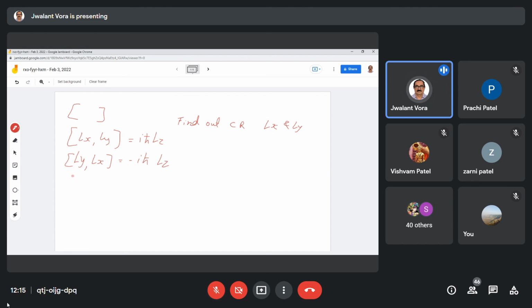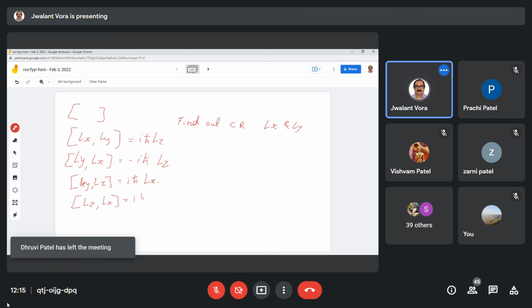Then similarly, the second one: Ly Lz is equal to iħ Lx. And the third one: Lz Lx is equal to iħ Ly. Z followed by X followed by Y.